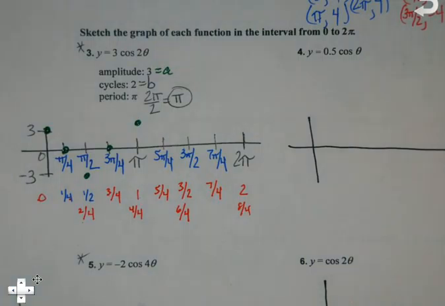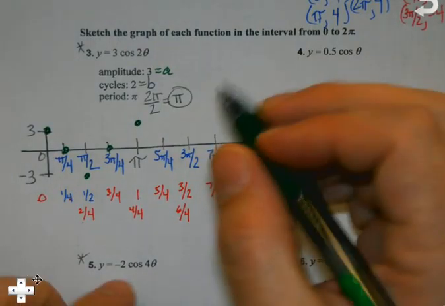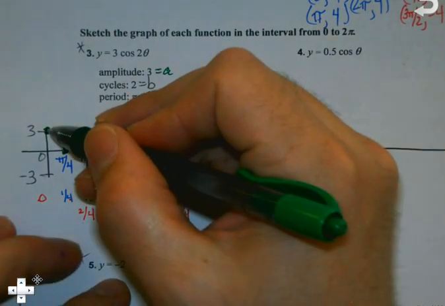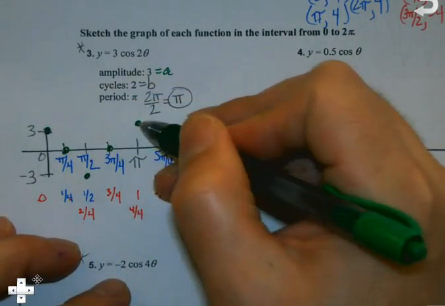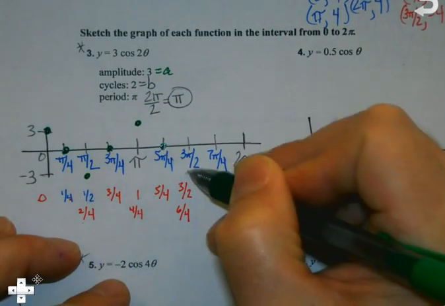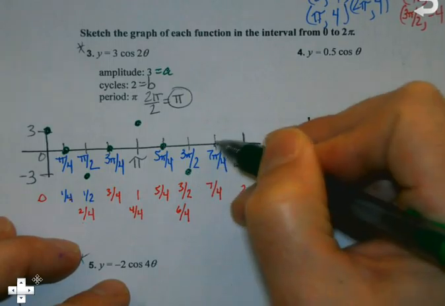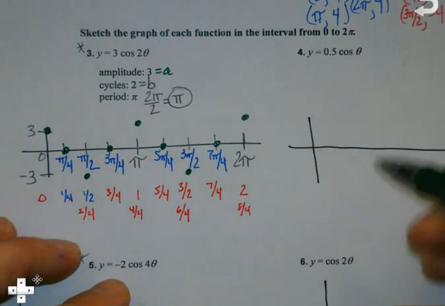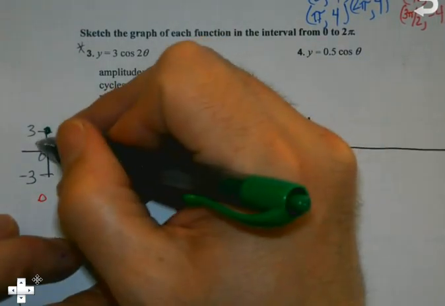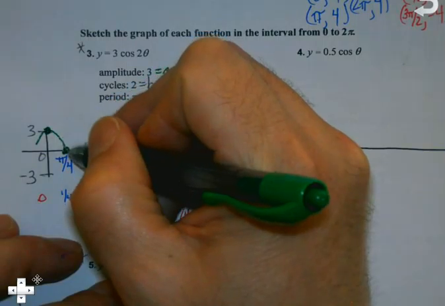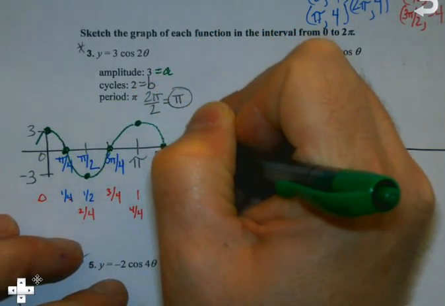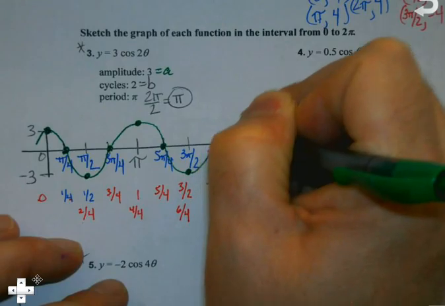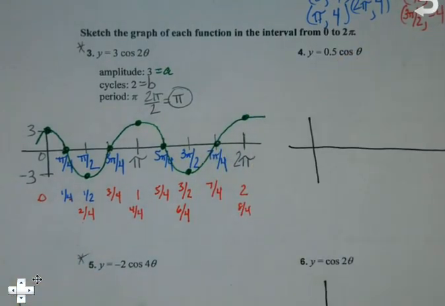But we're not going to stop this time. We're going to keep right on going. So just keep following the pattern. So we went max, 0, min, 0, max, 0, min, 0, max. And I still ended up back where I started. And again, it's all about the curves. And I get my 2 complete cycles.